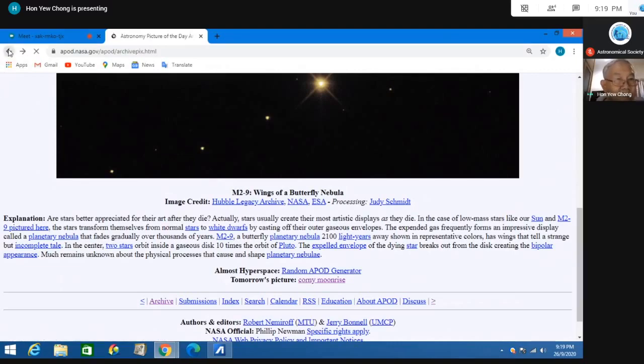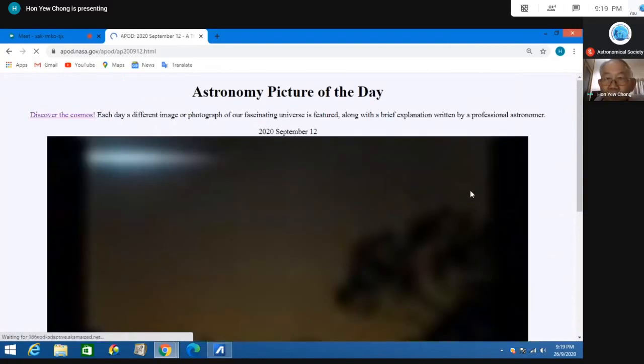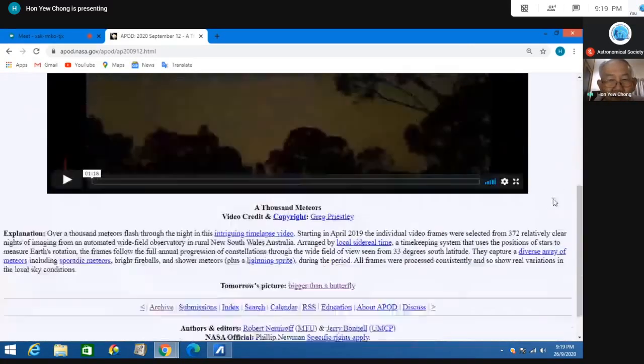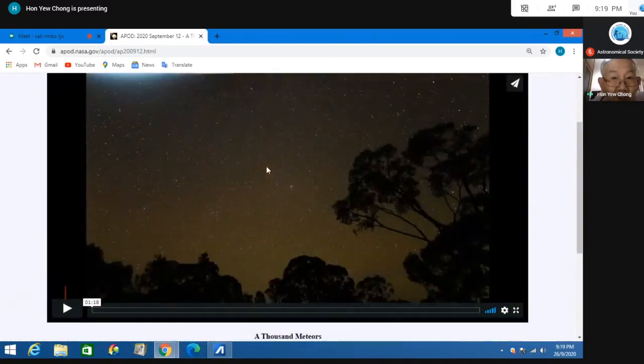The next one is, look here, 1,000 meteors. This is taken by Greg Priestley, an amateur astrophotographer from New South Wales in Australia. Basically, this is the view here. I will now turn on the video. Look at the meteors. This is not a specific meteor shower, Perseid or Geminid. No, this is random, taken throughout the whole night.